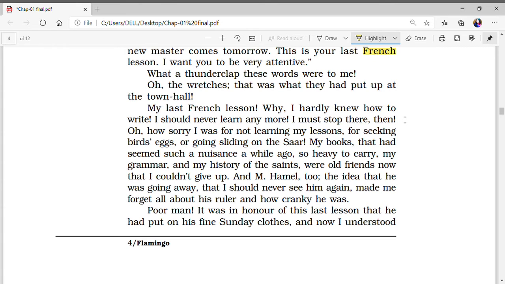My books that had seemed such a nuisance a while ago, so heavy to carry. My grammar and my history of the saints were old friends now, okay? So these books were so annoying to this particular child because they were a kind of baggage on him. But now all of a sudden these books are appearing like old friends to him, all right? So these books are not a burden on him anymore when the time has reached for him to finally give them up.